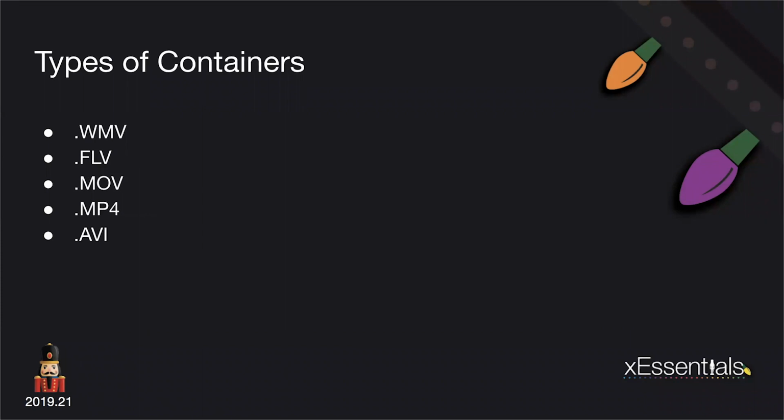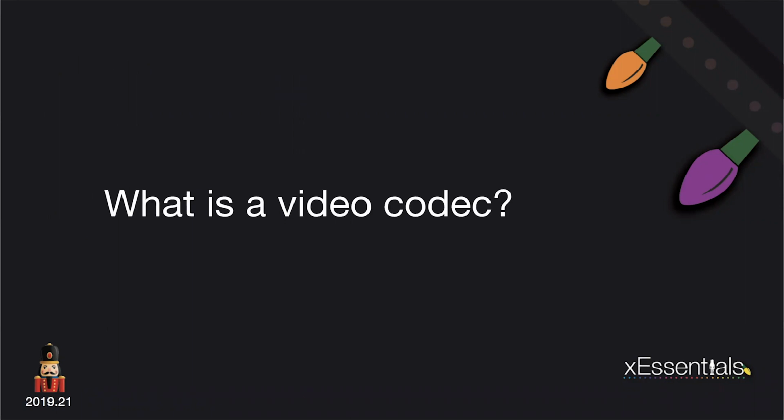MP4, AVI. I'm sure that you've probably seen some of these. Some of these sound kind of familiar. So what is a video codec, and how is a codec different than the container? Remember, the containers are glass, and it has the video and the audio and the metadata streams inside of it. How is a codec different?